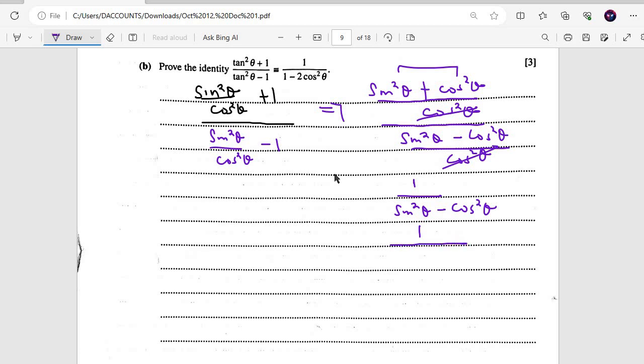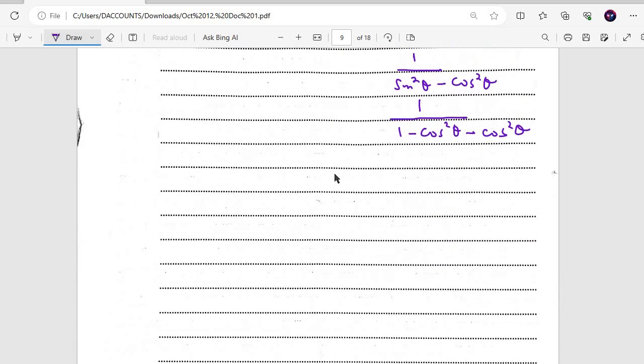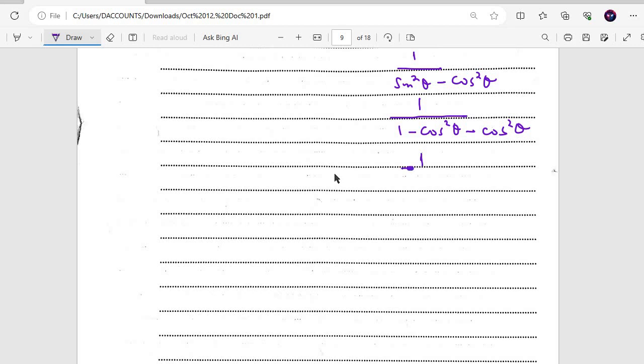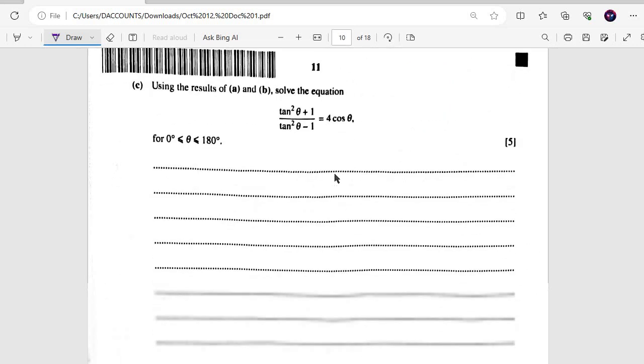So sin squared theta can also be interpreted as 1 minus cos squared theta, one of the identities. This is minus cos squared theta. At the end of the day, we have 1 over 1 minus 2 cos squared theta. That's it. That's what you're asked to prove.